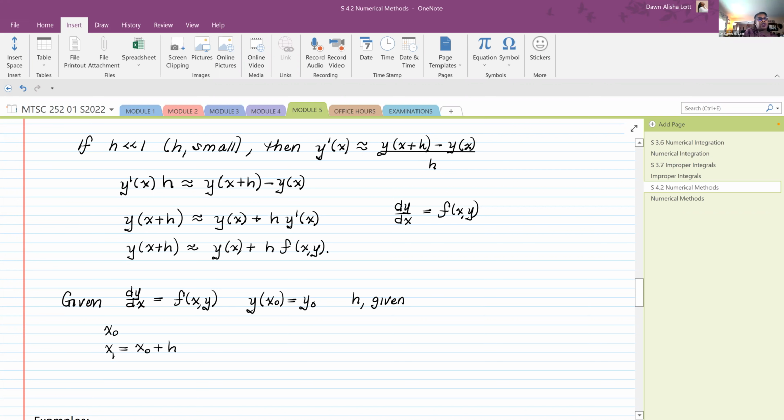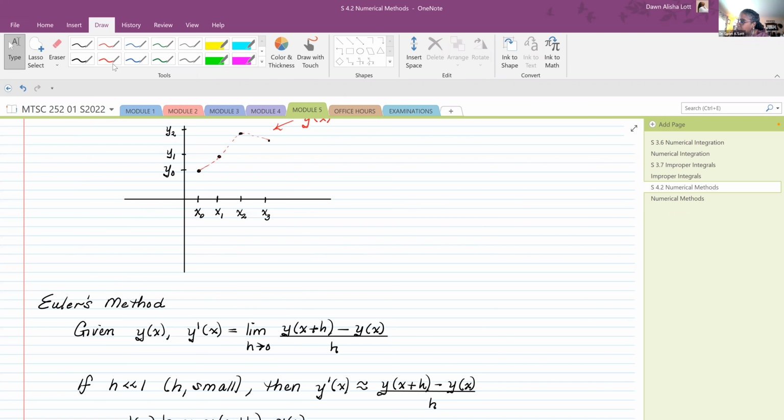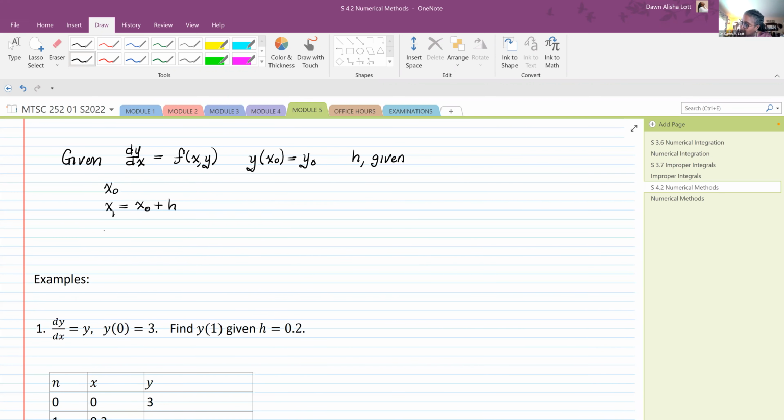Go back up to the picture. x1, here's h. So x1 is x naught plus h. x2 is x naught plus 2h. x3 is x naught plus 3h. So I can find each value of x by just adding h. So x2 is x1 plus h, and I keep going.